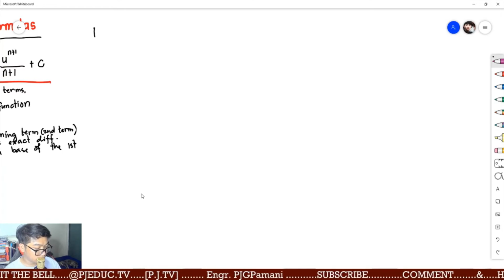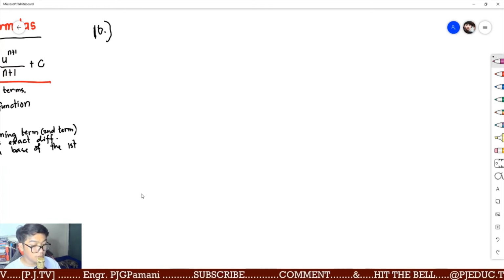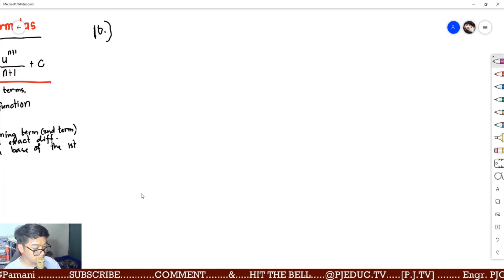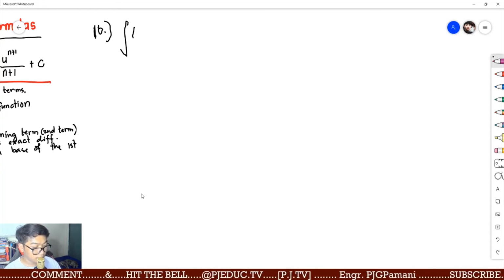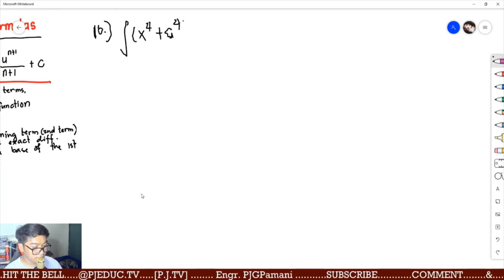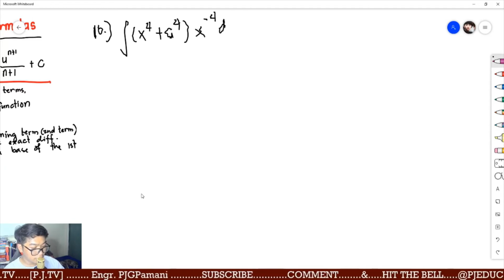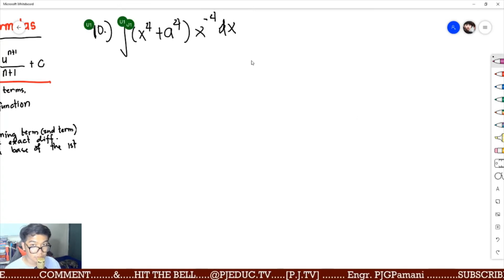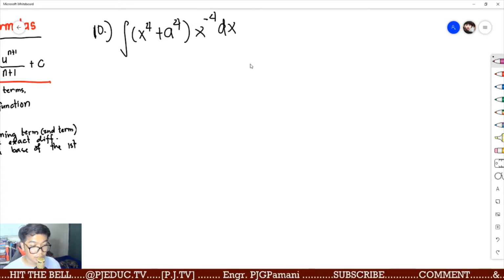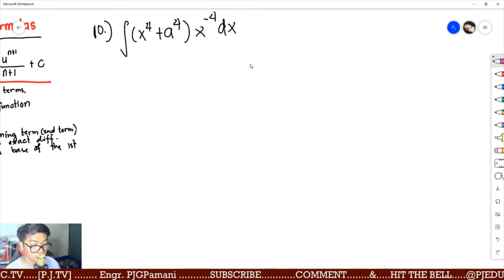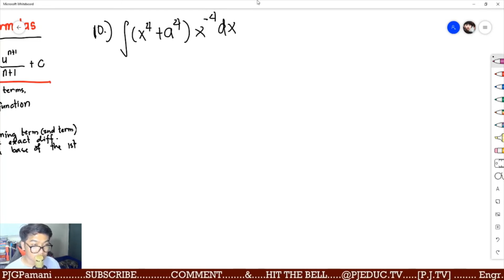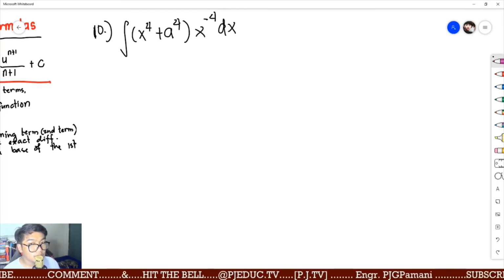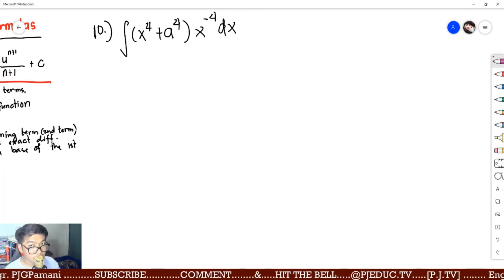Example number 10. For your example number 10, what if you're asked to evaluate the indefinite integral of x raised to the 4th plus a raised to the 4th, times x raised to negative 4 dx. So x raised to the 4 plus a raised to the 4th, open close parenthesis, times x raised to negative 4.